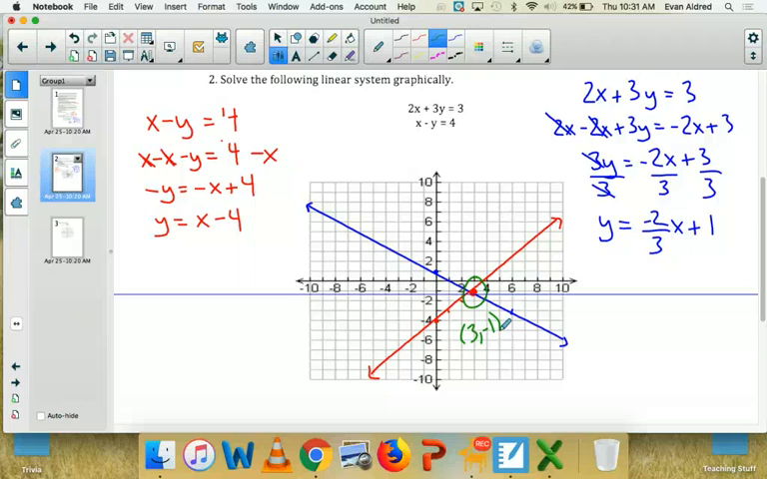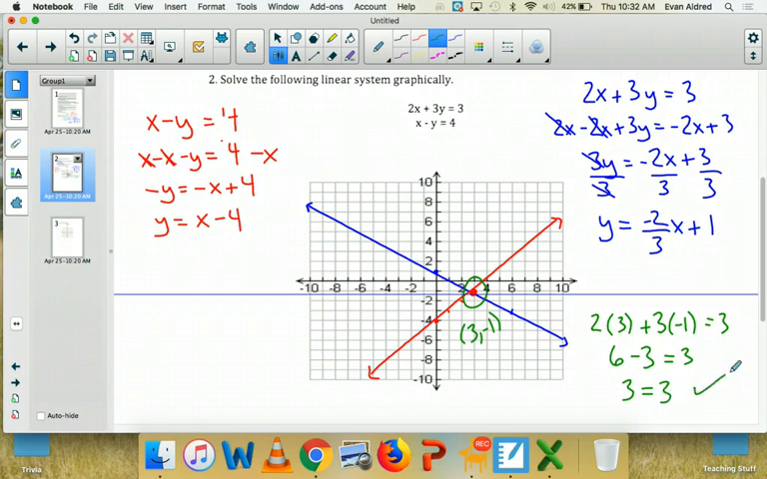So now let's see if that's right. We need to check it with both equations. So we go to our top equation, and wherever I see an x, I'm going to substitute in a 3. And wherever I see a y, I'm going to substitute in a -1. And we're going to solve it. So we end up with 6, subtract 3 equals 3. And of course, 3 equals 3. So it checks out with our first equation, but maybe it doesn't with the second.